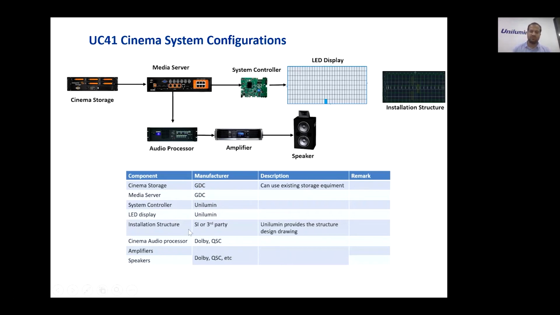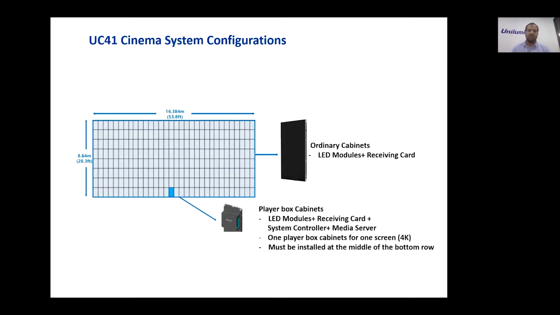And the drawings we will provide for the installation structure. Cinema audio processor, Dolby, QSC, amplifier, speakers, Dolby, QSC, etc. Now, the system configuration is LED cabinets, LED modules plus receiving card. So one cabinet, its width is going to be give or take half of its height.